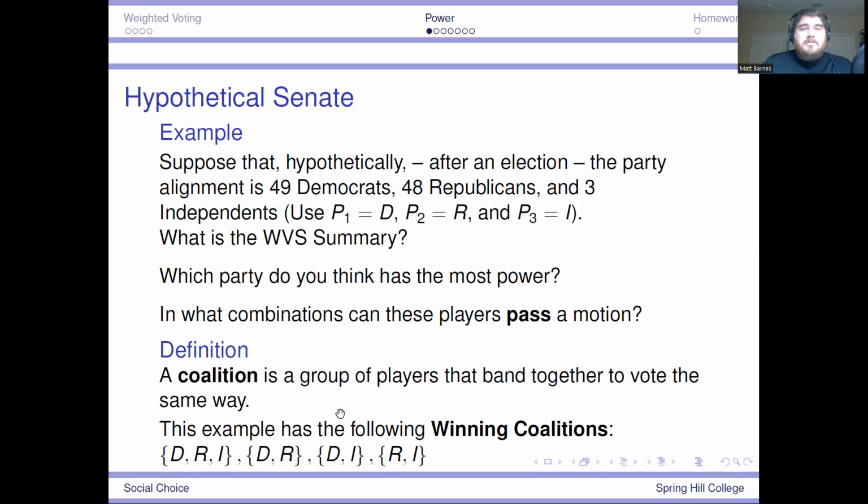So what we can do is write out these different scenarios. We call a group of players that band together to vote the same way a coalition. And so these would be our winning coalitions, every combination of players that could actually pass a motion here. So we have, of course, all 3 voting the same way could pass a motion. The Democrats and Republicans voting the same way could pass, the Democrats and the independents, and the Republicans and the independents. So these are all our possible winning coalitions. This is every combination of players that could pass a motion.